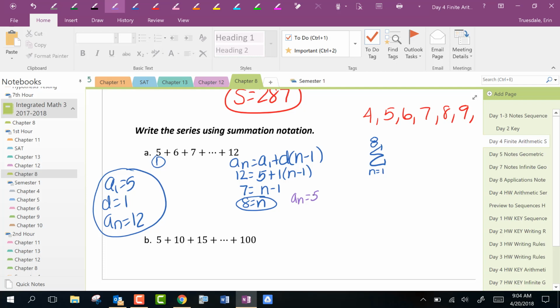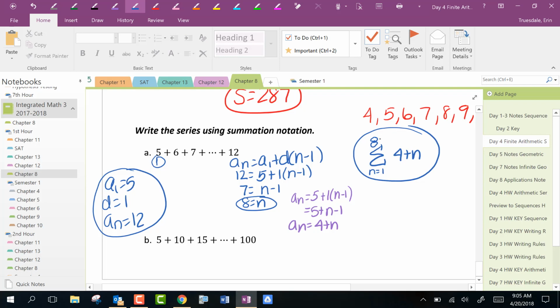Now I'd have an equals 5 plus d times n minus 1. So I'm writing the rule. Distribute the 1, just like you have been, and combine like terms, so 4 plus n is your rule. All you have to write next to the summation is 4 plus n or n plus 4. There's your answer. Questions?